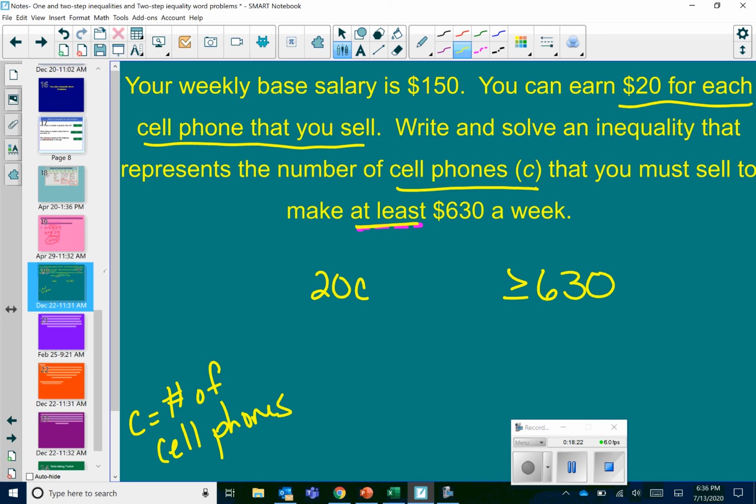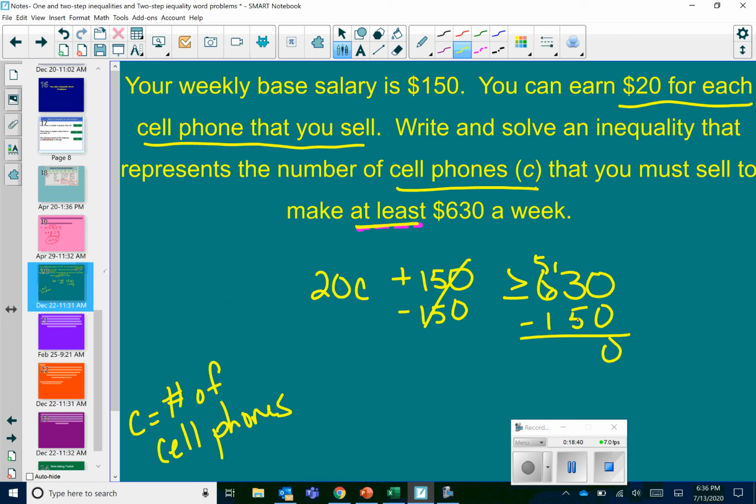And then you also earn a base salary of $150. So plus 150 is greater than or equal to 630. To go ahead and solve this, we're just going to follow our steps. I would subtract 150 on both sides.